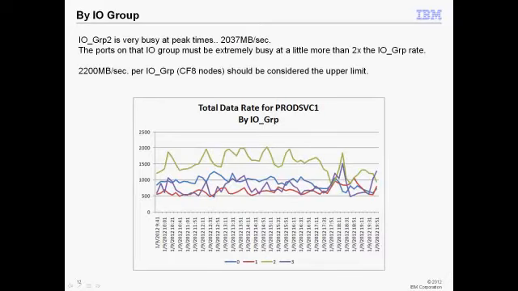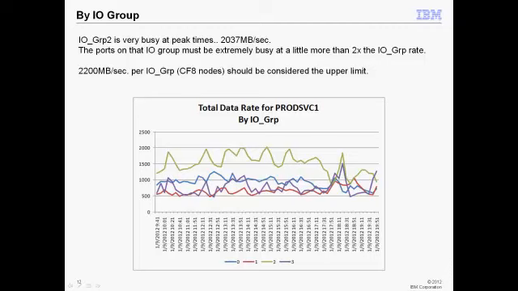Now let's take a look at the by IO group report. Here we're looking at the aggregate data rate across the SVC cluster broken out by IO group. Immediately we see a strong bias towards IO group 2. IO group 2 is very busy at peak times with a data rate of just over 2 gigabytes per second.